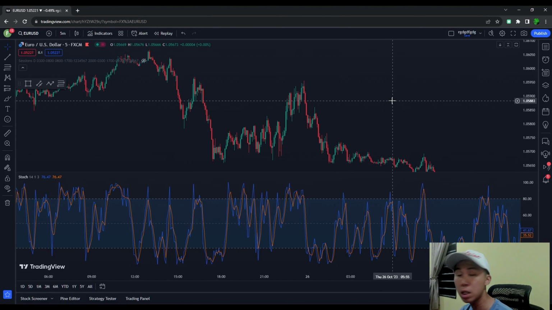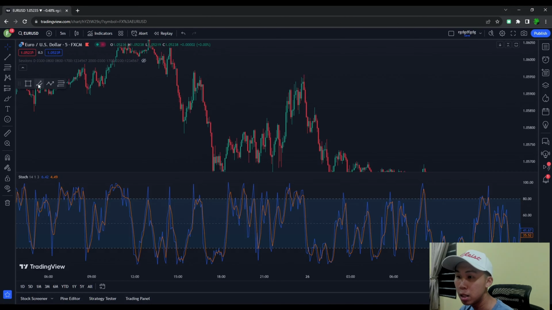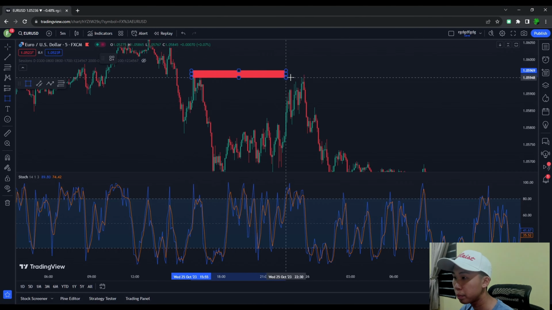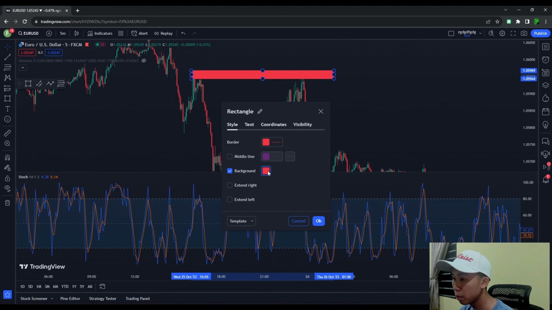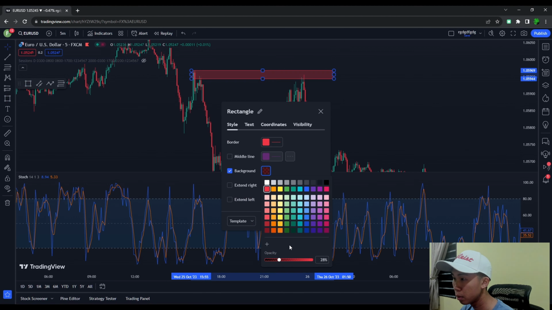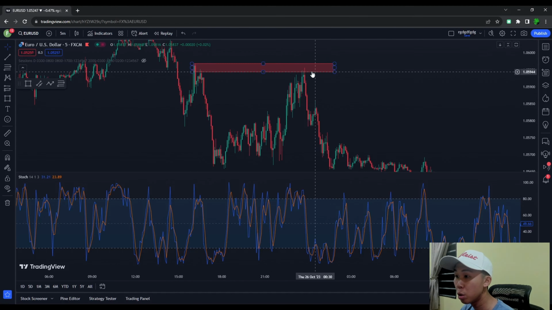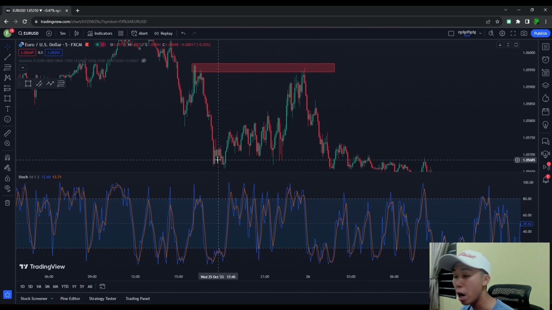So how does this strategy actually work? Firstly, you have to identify the supply and demand zones on your main chart. So we have EURUSD 5-minute here. We can clearly see that this is the supply zone. Price came up to this supply zone and got pushed down very aggressively.